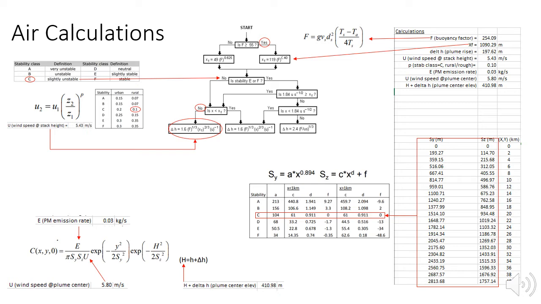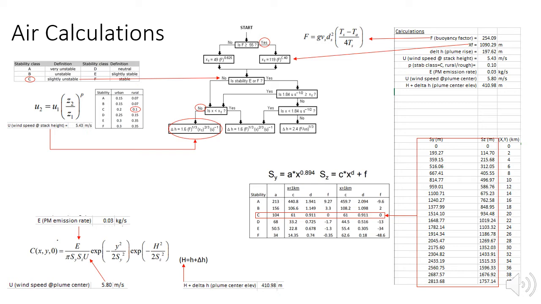I proceeded further down the logic diagram, and it asks, is the stability E or F? We were told to assume slightly unstable conditions, and that correlates with a stability class of C. Therefore, the answer here is no. Then the question is, is X less than XF? I set up my grid cells to go from 2 kilometers to 40 kilometers downwind. Since my XF was 1.09 kilometers, the answer here is no. X is not less than XF.